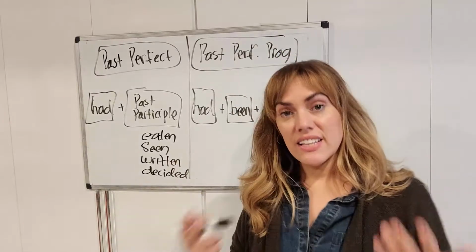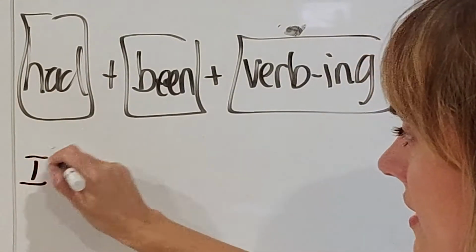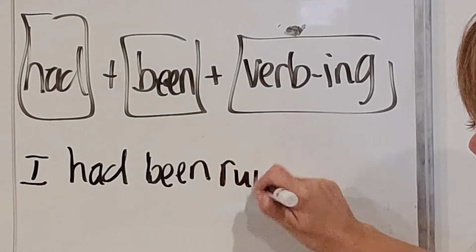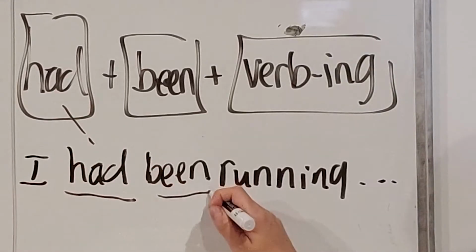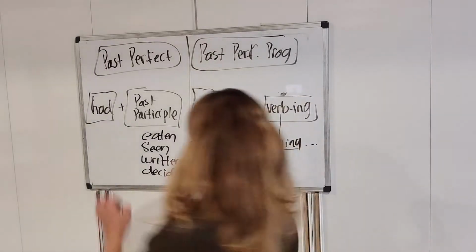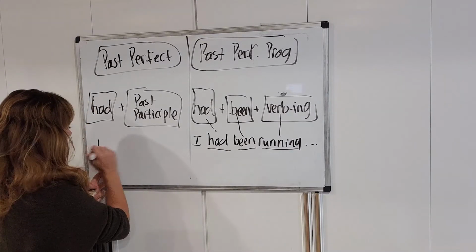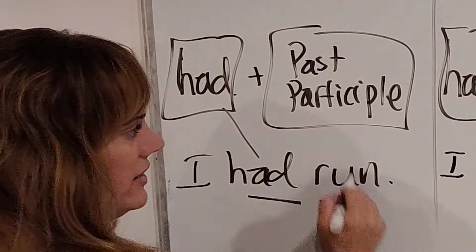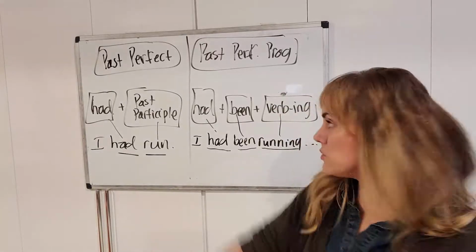Okay, so let's look at some examples. I had been running. Here's had, here's been, here's the verb plus ing. If we put that over here with the past perfect, it looks very similar. I had run. Here's the had, here's the past participle. That's it. That's how you make affirmative statements with these forms.